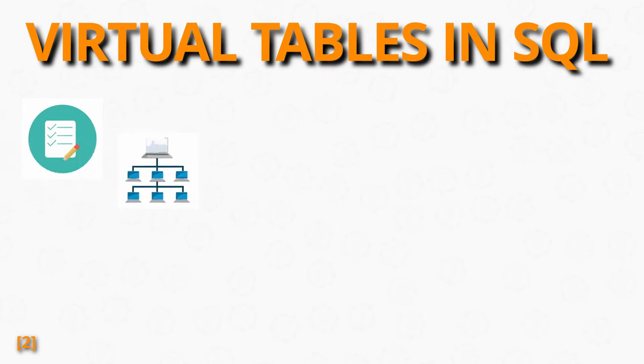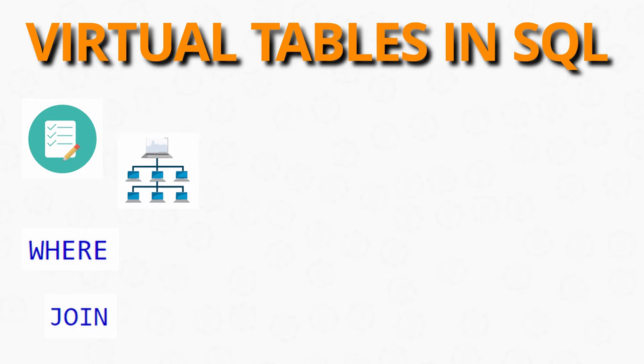In SQL, a view is a virtual table based on the result set of an SQL statement. It contains both rows and columns, just like a real table, and hence the name virtual table. The fields in a view are fields from one or more real tables in the database. You can add SQL functions, where and join, to a view and present the data as if the data were coming from one single table.